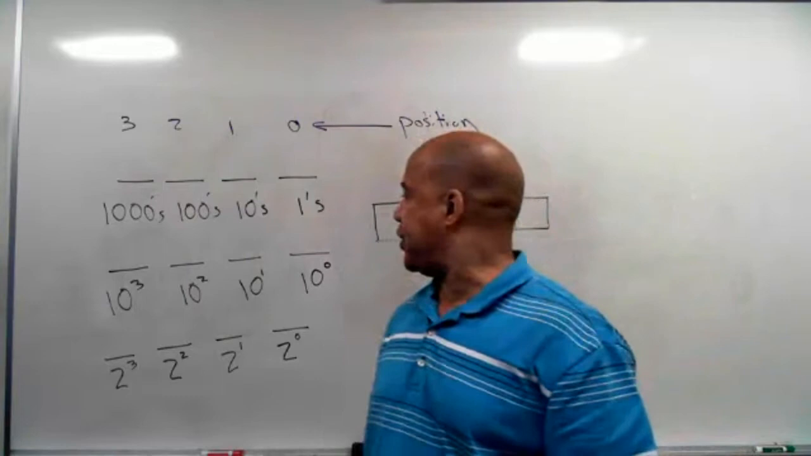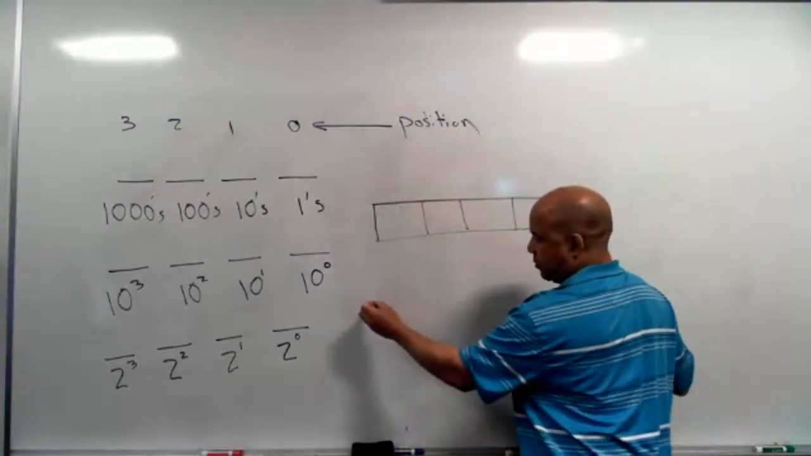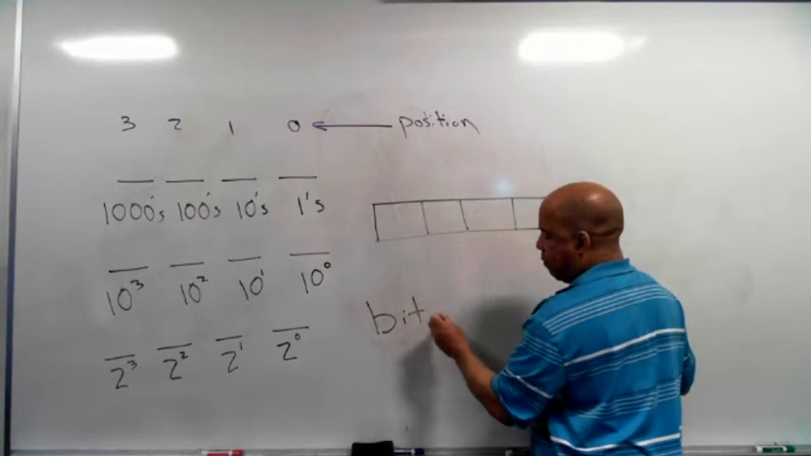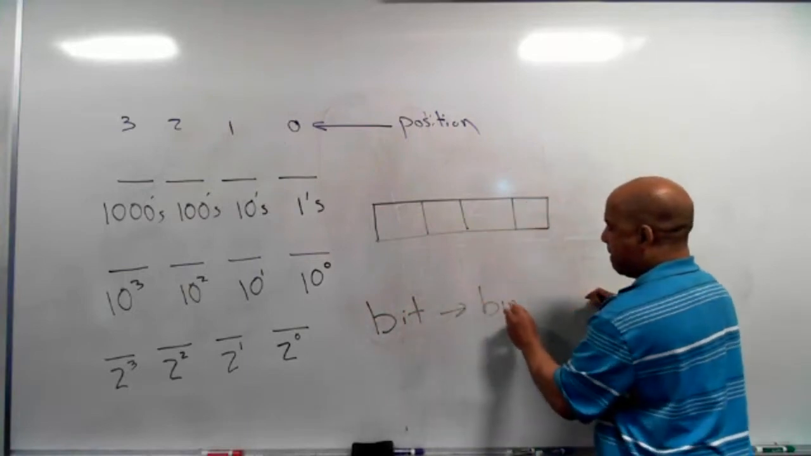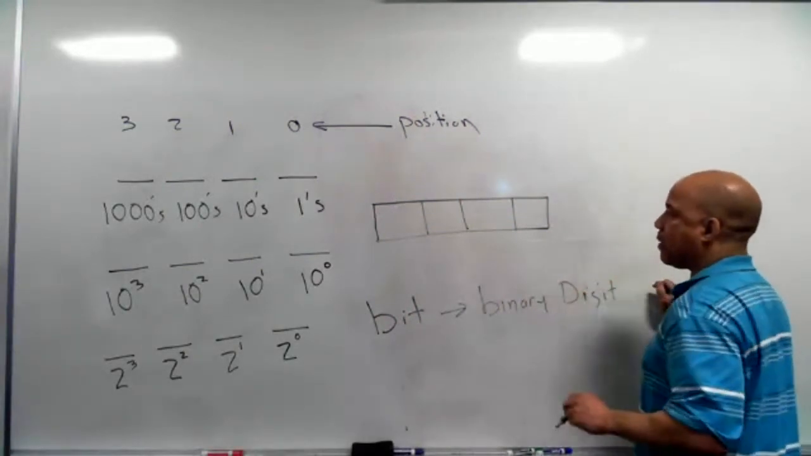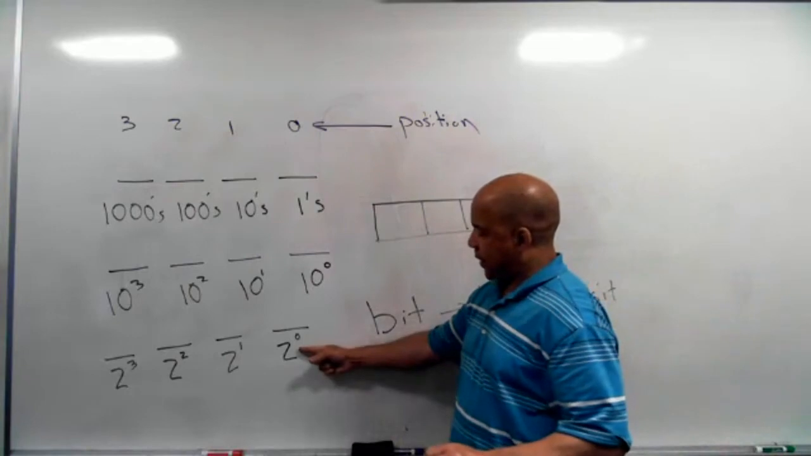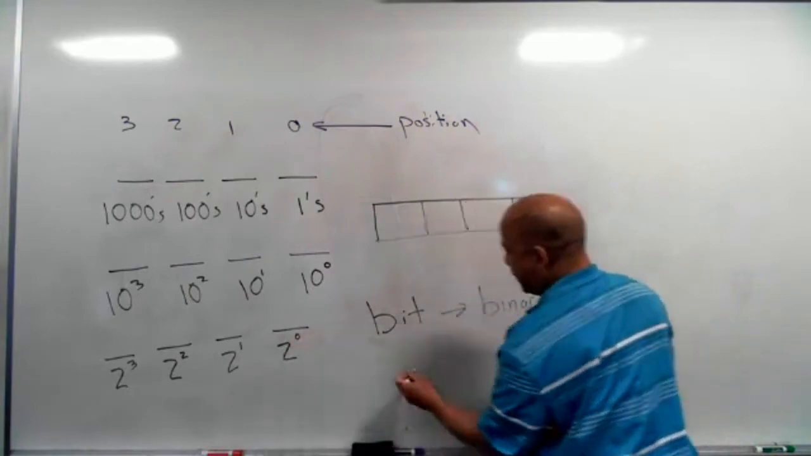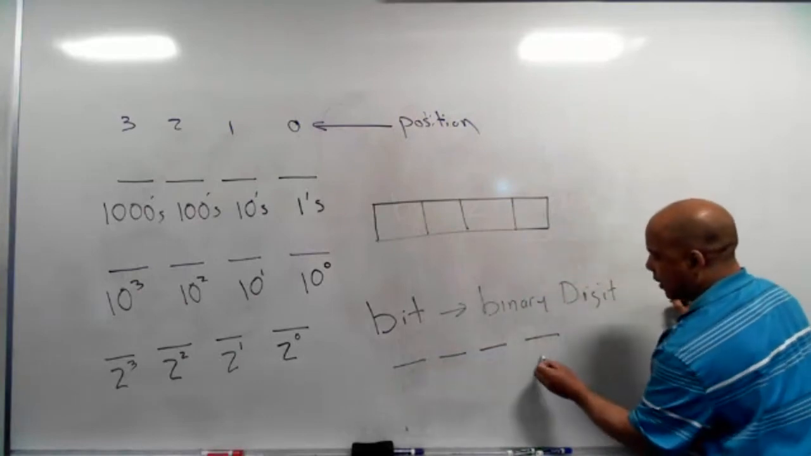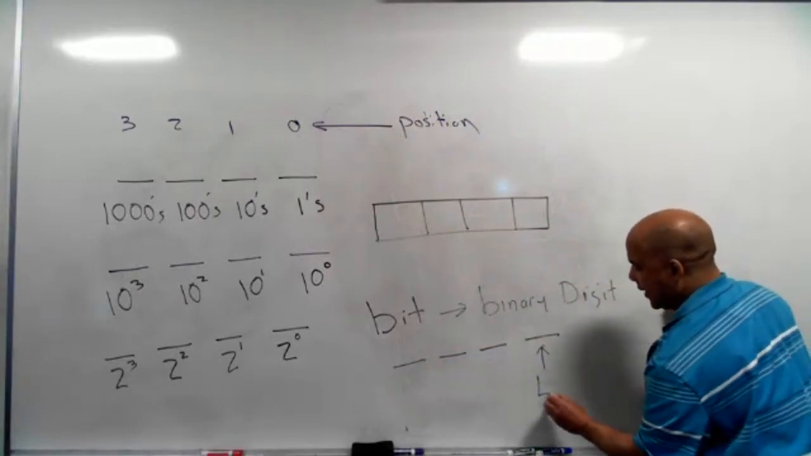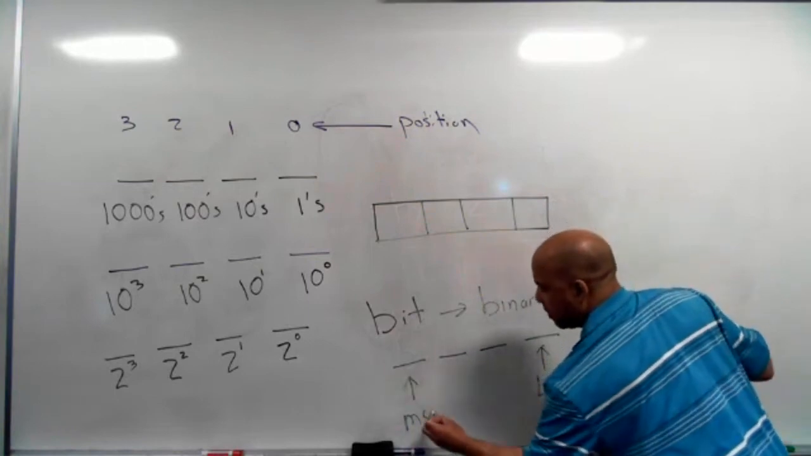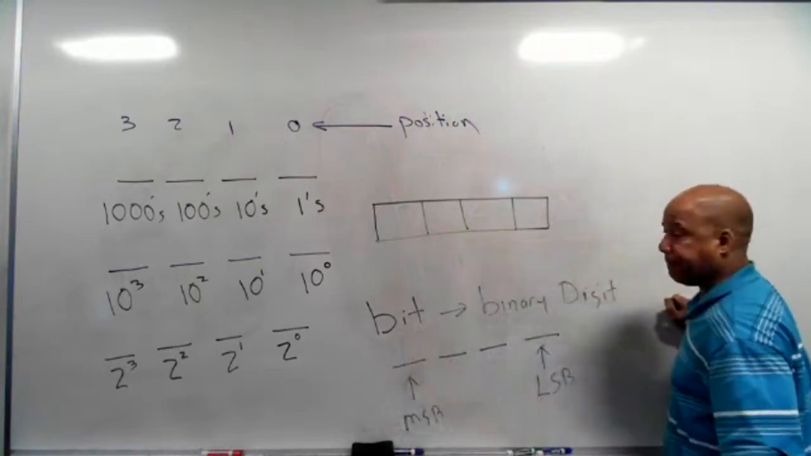Now remember, each digit in the binary system is called a bit. Bit is short for binary digit. And now the bit positions, let's talk about that real quick. When I have a list of bits like this, this one is called the least significant bit, and this one is called the most significant bit. This one has a heavier weight.